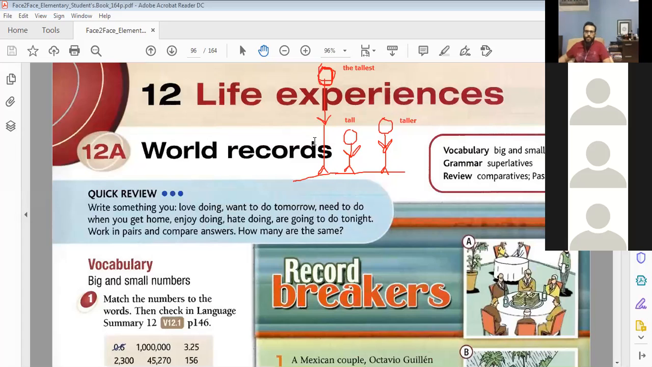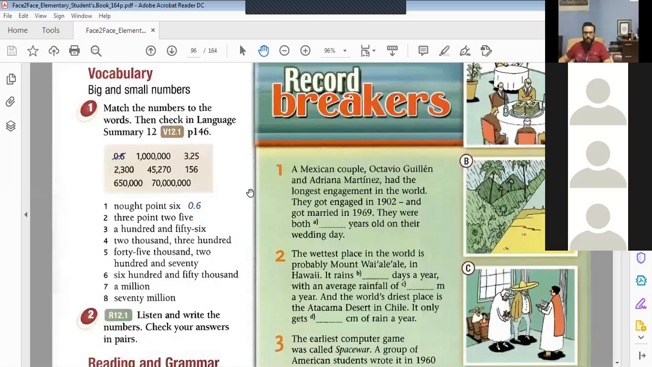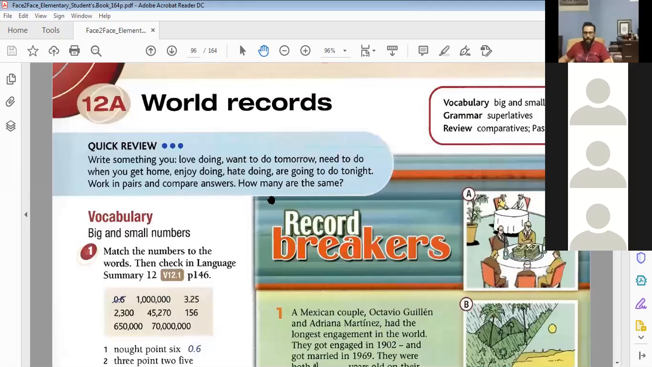All right. So this is today's lesson. Let's start with vocabulary. We are going to talk a little bit about big and small numbers. But before we do that, what does the title of the lesson, world records, mean? When we say world records, what does it mean?